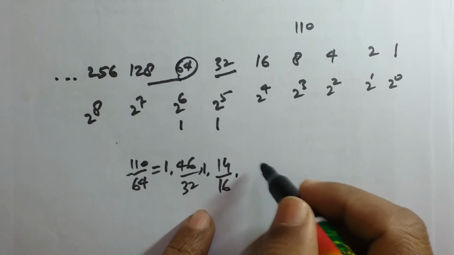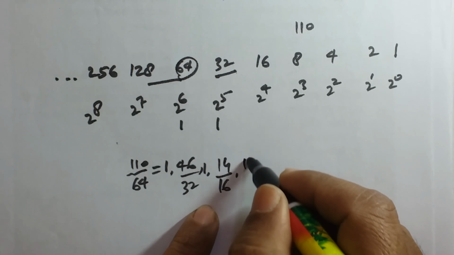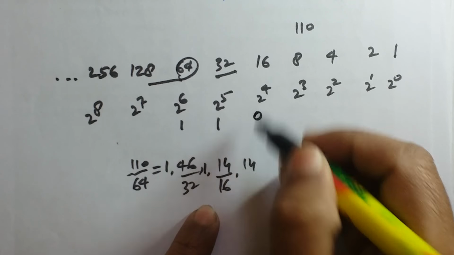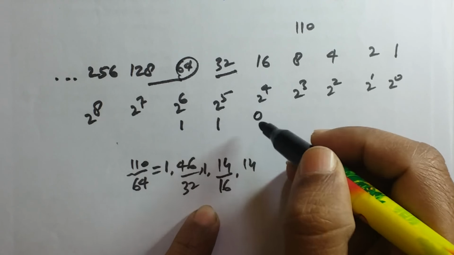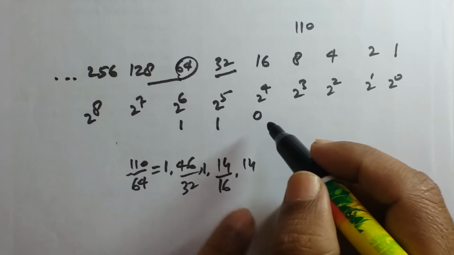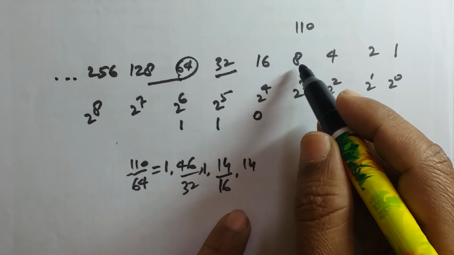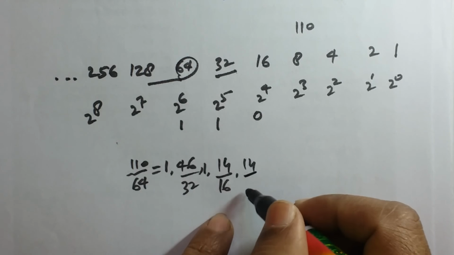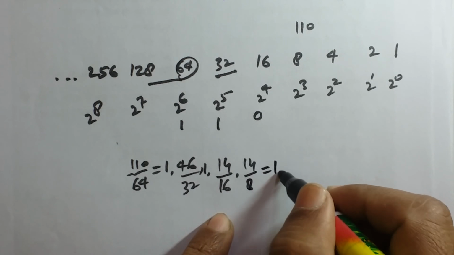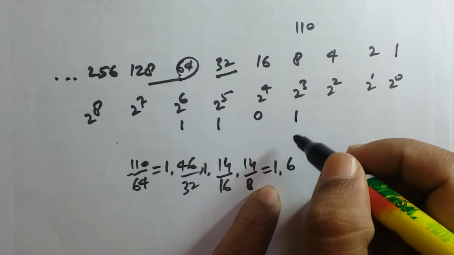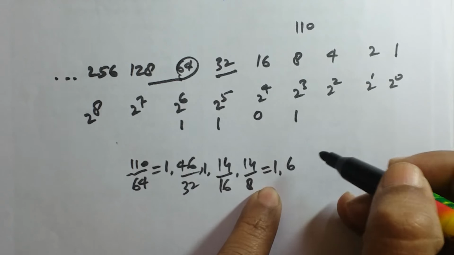So we take 14 forward again and write 0 below 16 since we were not able to divide it. Again we have one number, that is 8, and we divide 14 by 8. So we get 1 again and remainder 6. We write this 1 below 8 because we got it from 8.